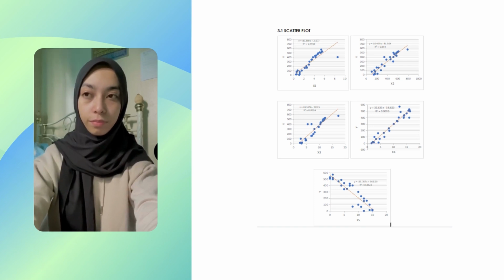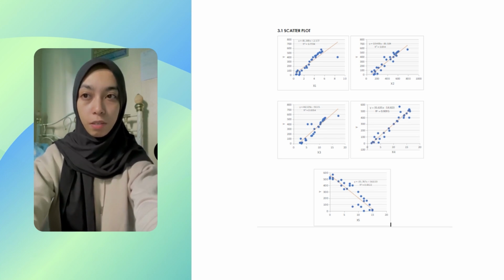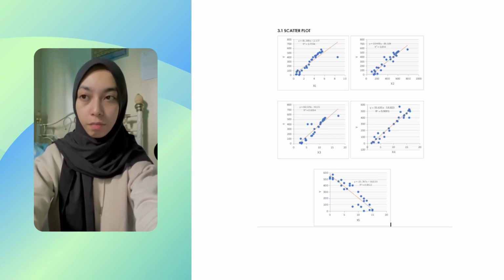I'm going to explain about simple linear regression analysis. The first one is scatter plot. A scatter plot is a set of points plotted on a horizontal and vertical axis. Scatter plots are important in statistics because they can show the extent of correlation. As you can see on the slide, the scatter plots are from x1 until x5.